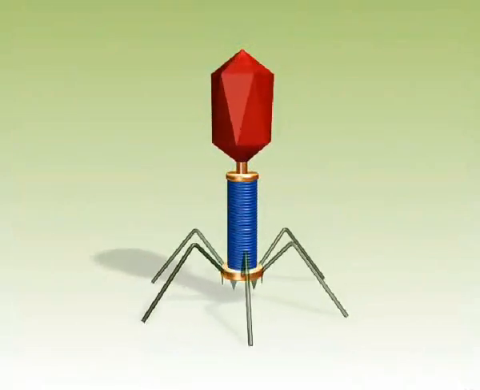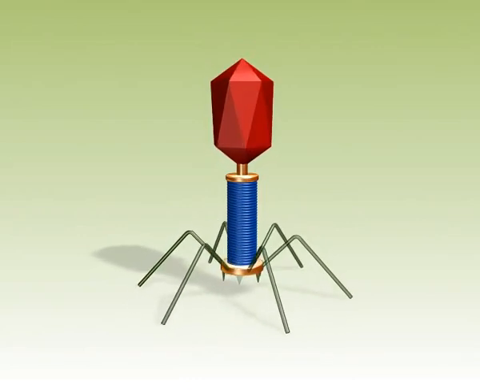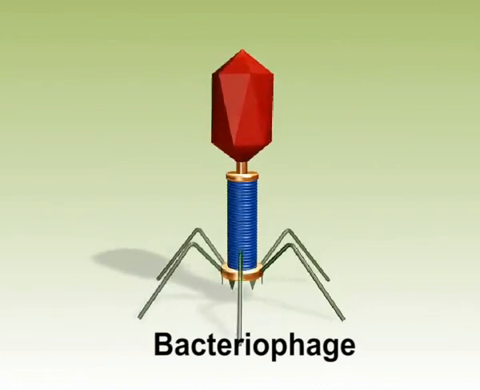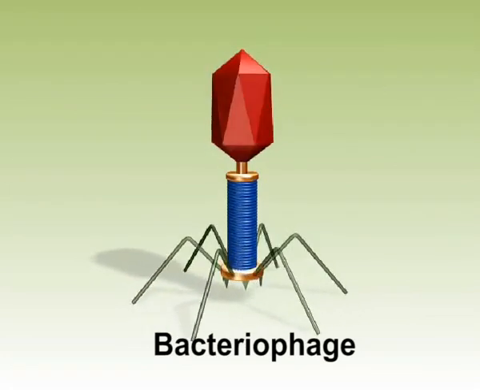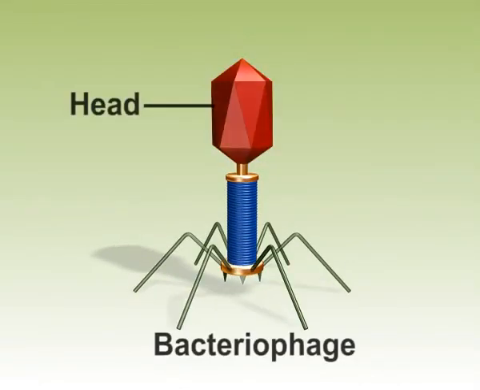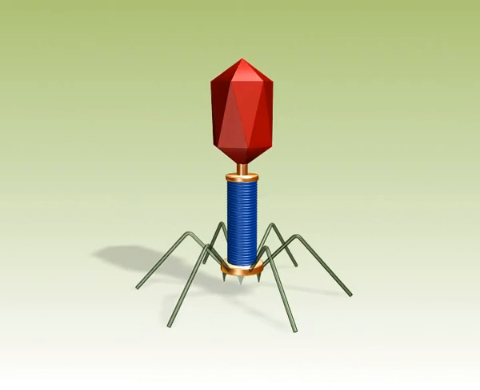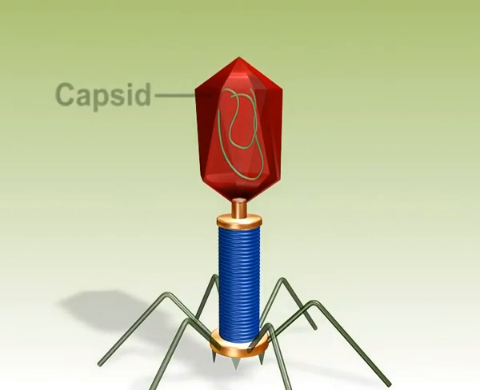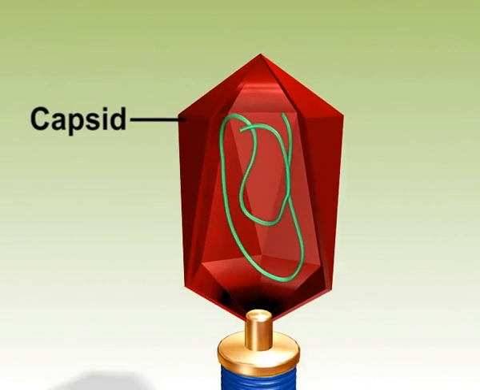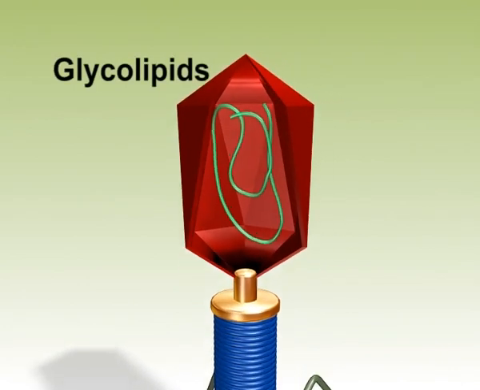This is another type of virus which looks like an alien pod. It is known as bacteriophage because it infects a bacterial cell. It is mainly made up of three parts: head, envelope, and tail. The tail is used to attach itself to the host cell. The head is basically the capsid and contains DNA as the genetic material. Envelope is made up of glycolipids.